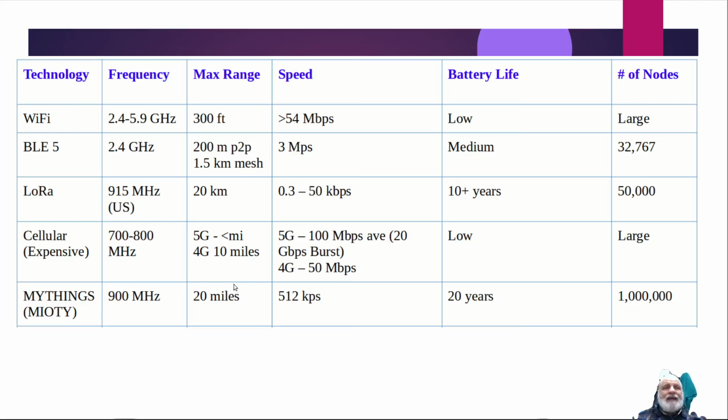And then there's this thing I mentioned before, which was MyThings, which is also, I believe, unlicensed. It's in that 900 megahertz range, and it's good for about 20 miles, with very low power, so long battery life, and supposedly it's good for like 1 million devices.